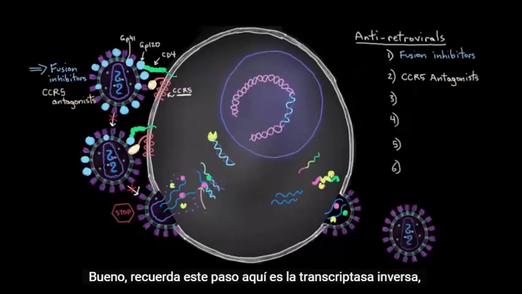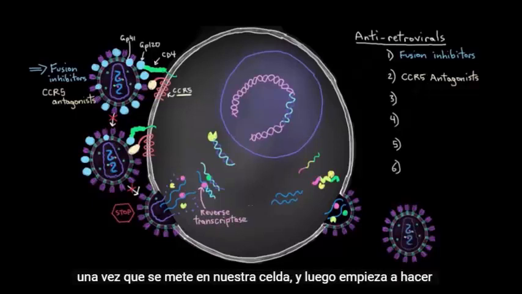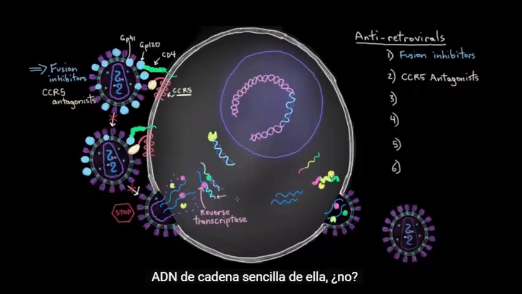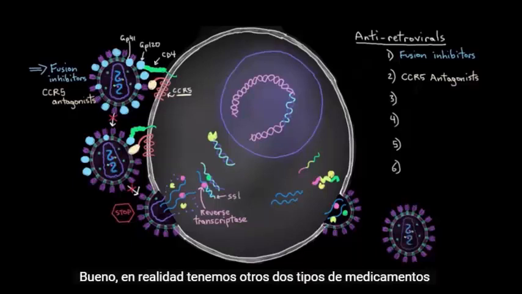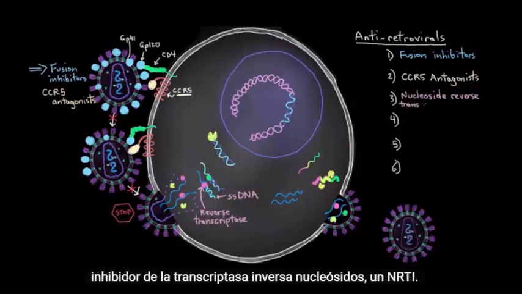Well, remember, this step here is reverse transcriptase, that enzyme, jumping onto the viral RNA once it gets into our cell, and then it starts to make single-stranded DNA out of it, right? Well, we actually have another 2 types of drugs that work at this stage. So one is called a nucleoside reverse transcriptase inhibitor, an NRTI.